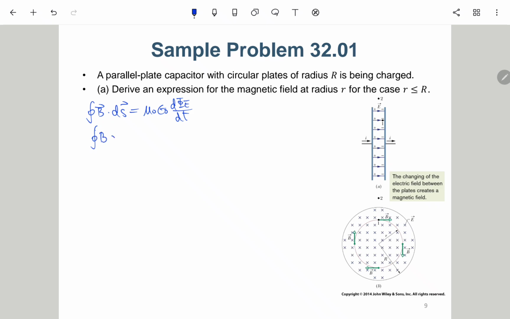Integration of B times ds equals mu naught epsilon naught d phi E dt. Okay, so on the left side we will take several steps. For the first step, B dot ds equals B times ds because they are parallel to each other and have the same direction.